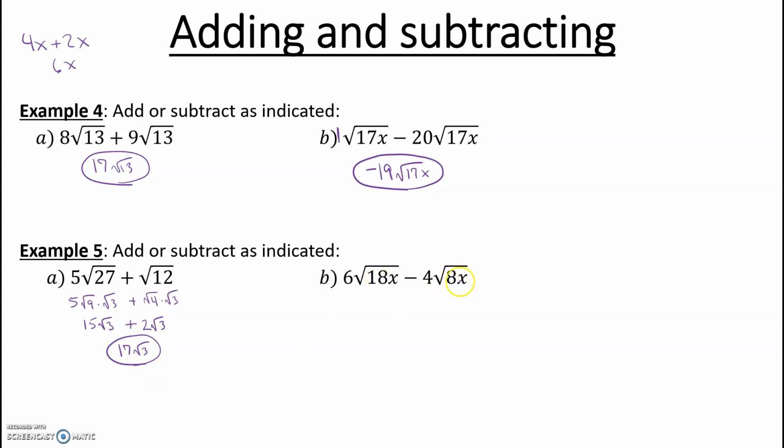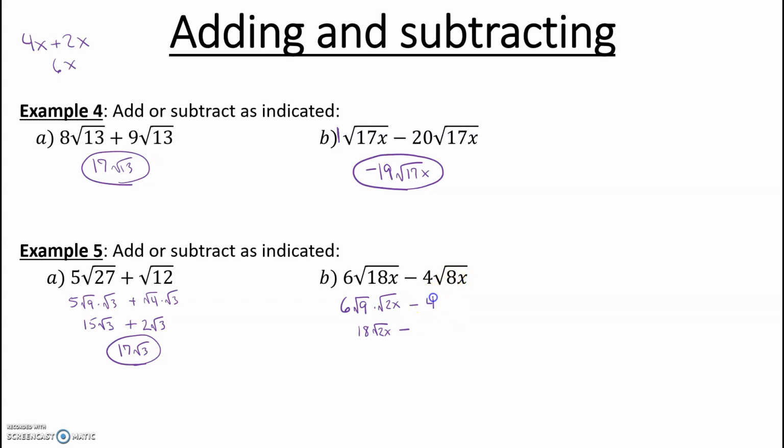Next one, again, they don't look like they're the same, but we're going to try and simplify and see if it helps us. So here we're going to write 18. I'm going to do 9 times, and I'm just going to leave that x, 2x. 9 times 2x is 18. The reason I did that, square root of 9 is 3. 3 times 6 gets me 18. And I don't know root 2 or root x, so I'm going to leave them alone.